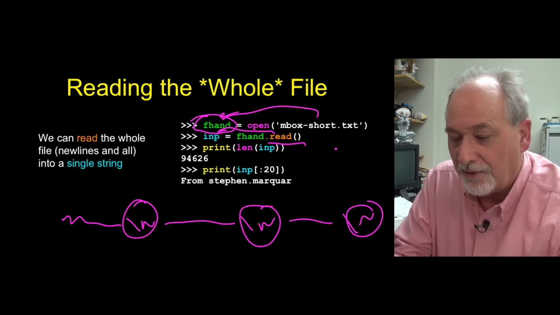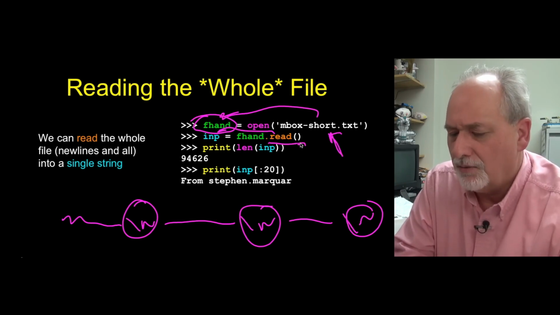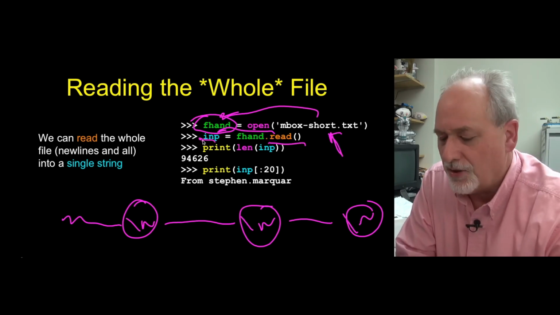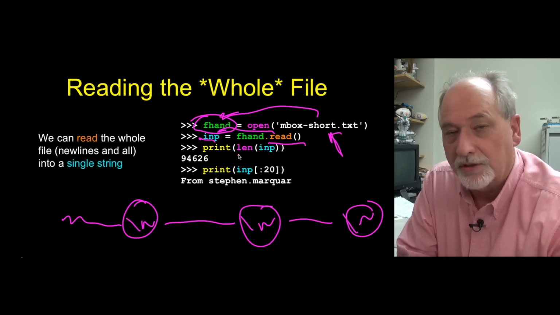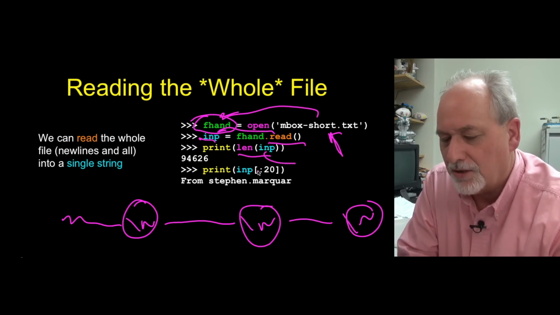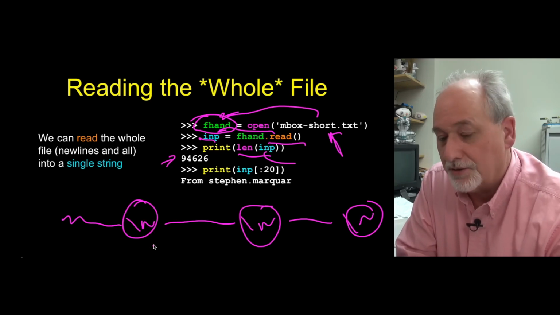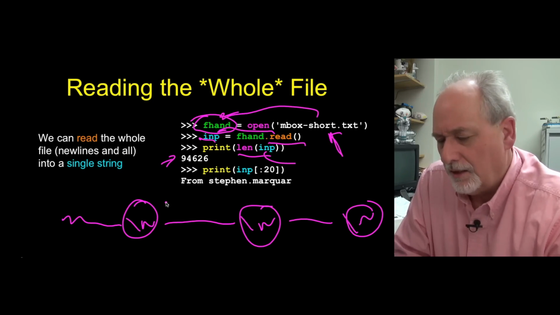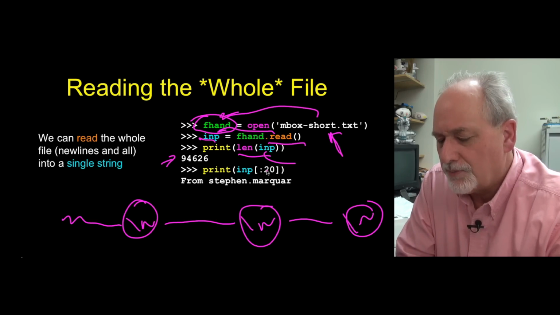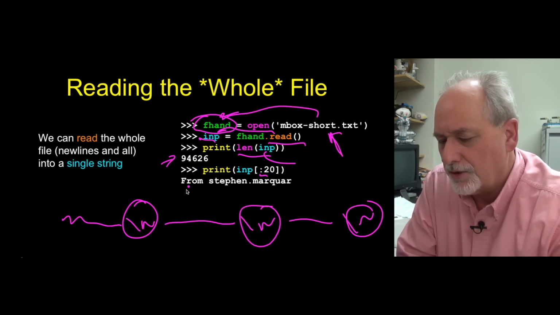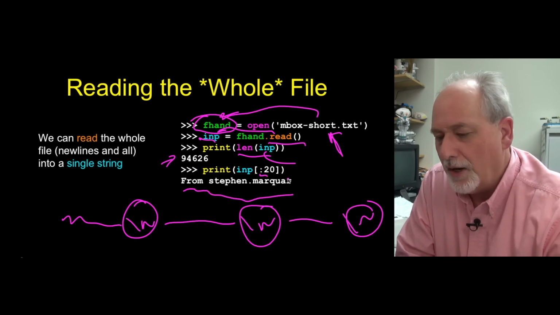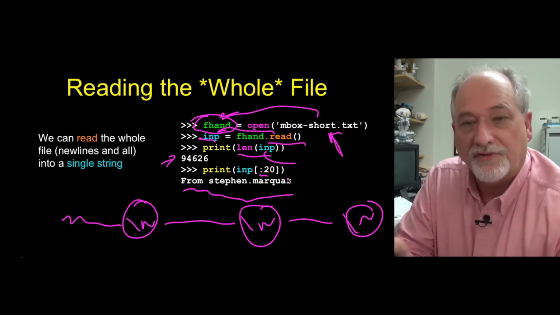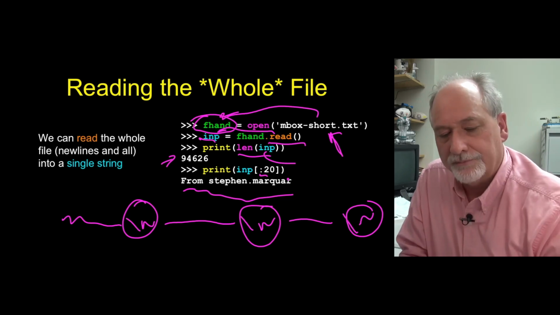Now I picked a file that was short, and so this inp variable now has a string in it, and I can pass a string into the len function. It says 94,626 characters. That's kind of a small little file, and perfectly okay to read it all in one go. And so now I say just print the first 20 characters. That's beginning up to but not including 20, and so it shows the first 20 characters of that little file is a From line, because this is a mailbox file.